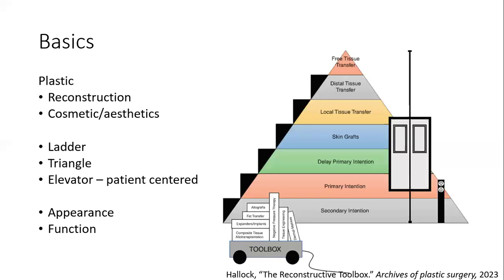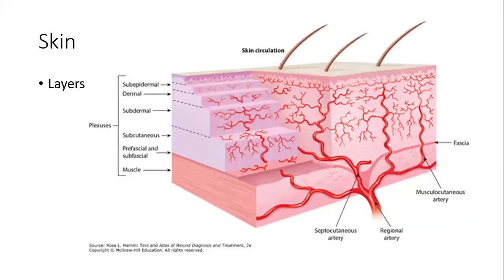The image shown in the slide is the reconstruction ladder, which is a schematic representation of decision making of a plastic surgeon. It was used as a guideline previously. Later, there was the reconstruction triangle, which had three components: flap, microsurgery, and tissue expansion. Currently, we are using the reconstruction elevator, which means we can jump from one mode to the other depending upon the expertise available and patient choice.